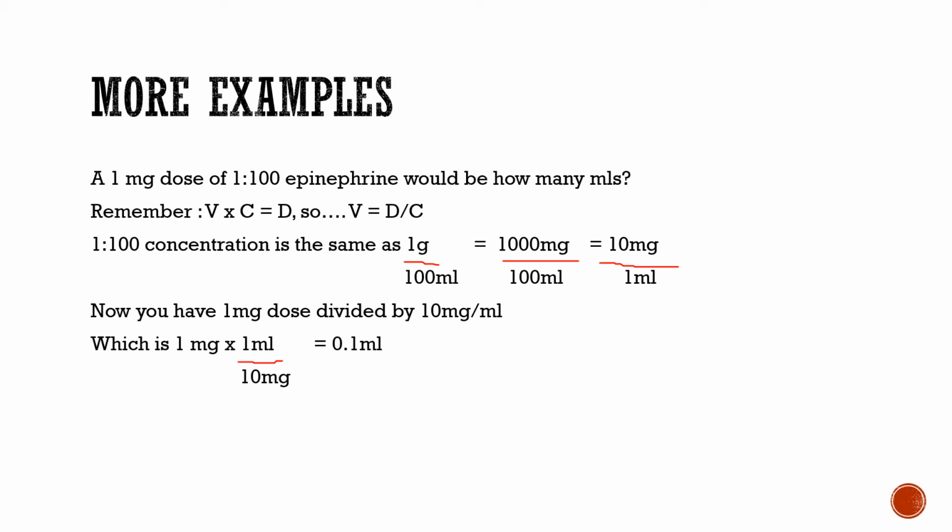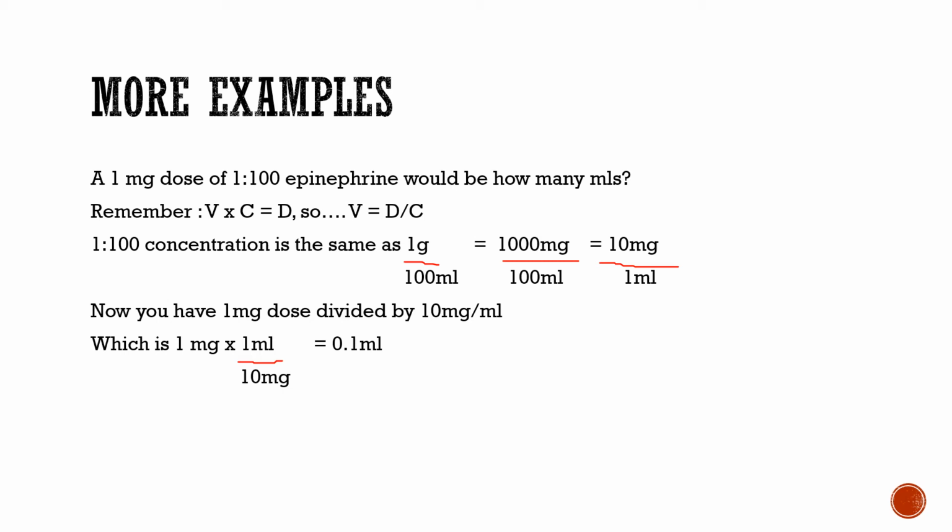Okay, so that's my dose of a 1 to 100 solution of epinephrine. So it is asking how many mils. So a 1 milligram dose. This is really similar to one of your other problems. I just changed one of your numbers. So I have a 1 milligram dose of a 1 to 100 epinephrine would be how many milliliters?